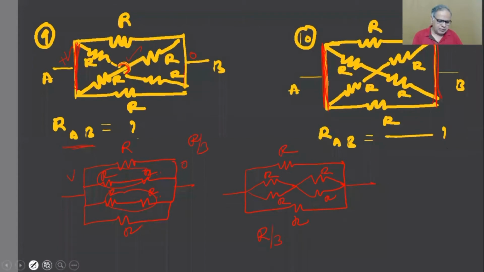Anybody did not follow? Ask me quick. Actually, without writing the equivalent circuits and many figures like that, if you are able to calculate in the mind this kind of things, it actually tests your actual understanding. You cannot go on writing steps for simple questions like this. You know already that I should look at potentials and currents. All right. So I think I can move ahead.